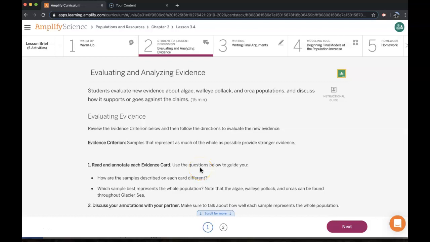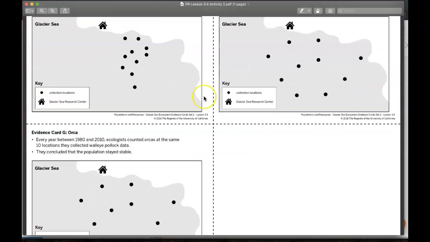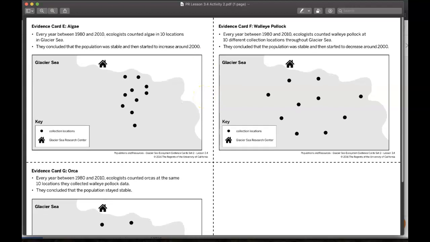This is Populations and Resources, Lesson 3.4, Activity 2, Part 2. You should have just completed page 1 by downloading these evidence cards into Notability and annotating on them, and then ranking them for which ones have the best evidence. So if you haven't done that, make sure you do that before watching this. So we're going to talk about it now.